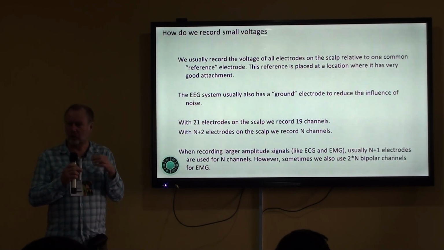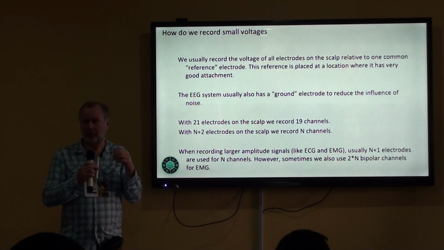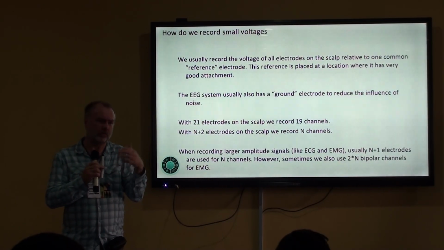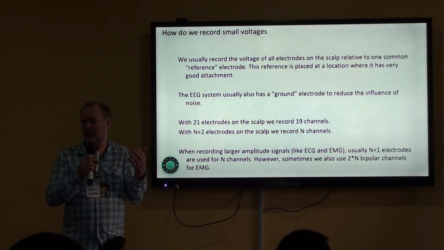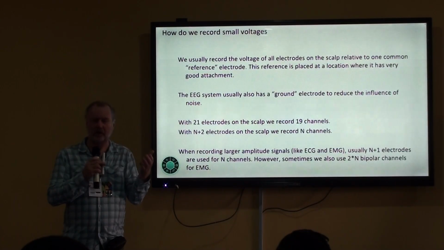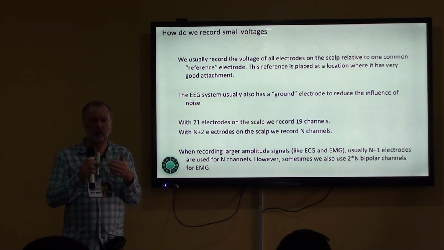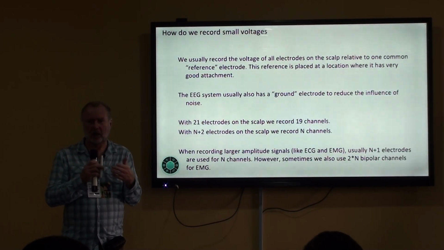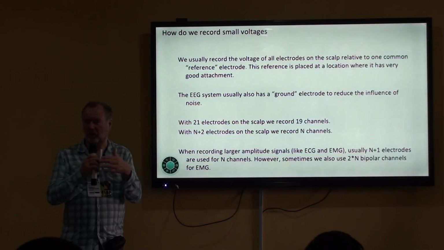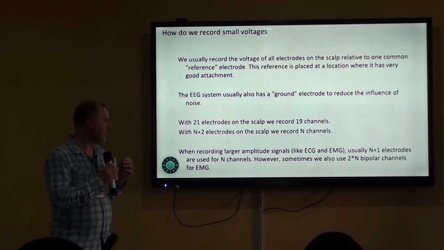This also relates to re-referencing, which is a topic that I'm going to discuss tomorrow in the pre-processing of EEG data, because it really depends on the amplifier, whether it allows for bipolar recordings, or whether we use a common reference and record extra channels also with this common reference.